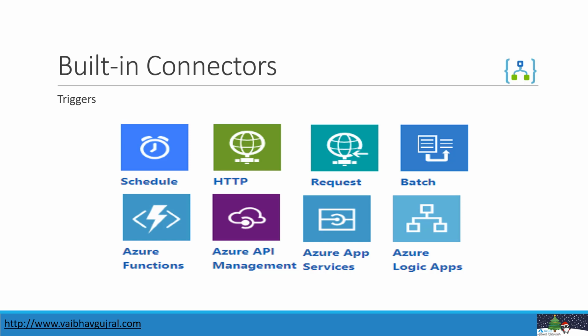Batch, process messages in batches with the batch messages trigger. Azure Functions trigger can be used to call Azure Functions that run custom code snippets from your logic apps. Call triggers and actions defined by your own APIs that you manage and publish with Azure API Management trigger. Call Azure API apps or web apps hosted on Azure App Service using Azure App Service trigger. Likewise, you can call other logic apps through Azure Logic App trigger.